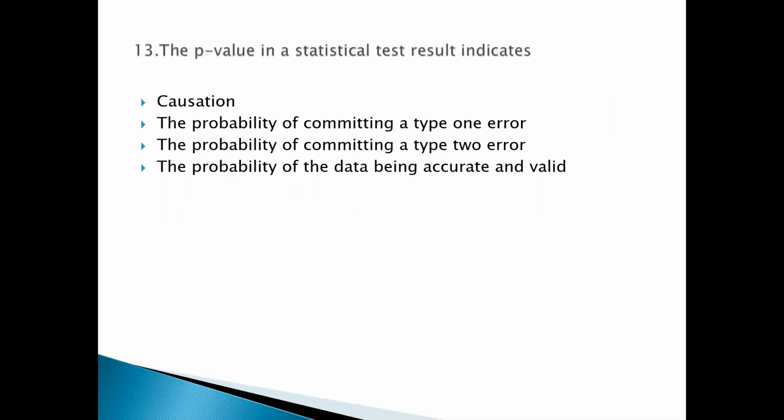13, the p-value in a statistical result indicates what? And these should have letters beside them. A, causation. B, the probability of committing a type 1 error. C, the probability of committing a type 2 error, and D, the probability of the data being accurate and valid.